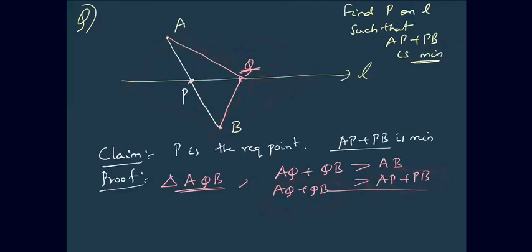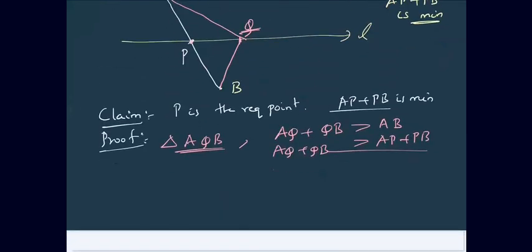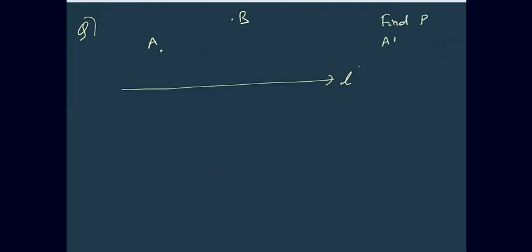So let's move on to the next question. Now I'm taking the line L, and the points A and B are on the same side of the line L. Now you need to find a point P such that AP plus PB is minimum. The difference between the last problem and this one is that the points A and B are on the same side of the line L in this problem. Just try this problem for some minutes and then we'll discuss.